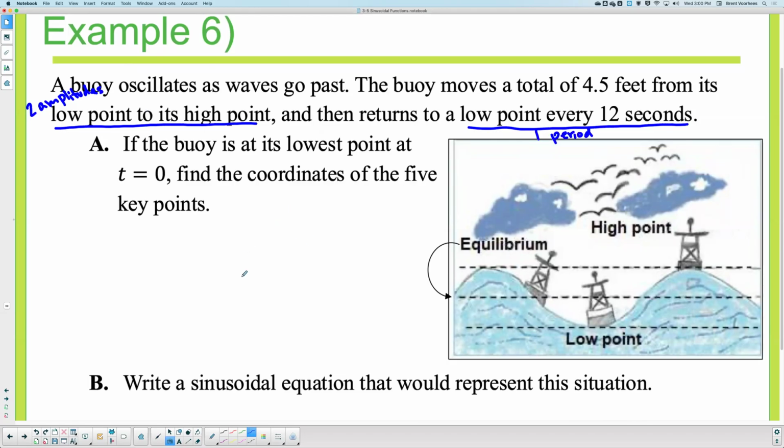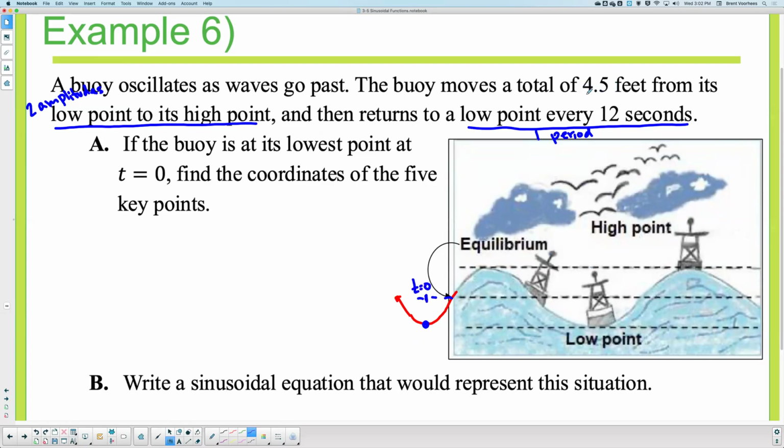So it says, if the buoy is at the lowest point at t equals 0, find all the coordinates of the 5 key points. So I'm going to look at this graph, and so you can see in this picture, I can't quite get another low point, so I'm going to extend this back here like this, and this will help me out. If this is the low point, we'll call this low point. That's when t equals 0. I'm going to extend this off this way as well. We're going to say that point is t equals 0 right here.